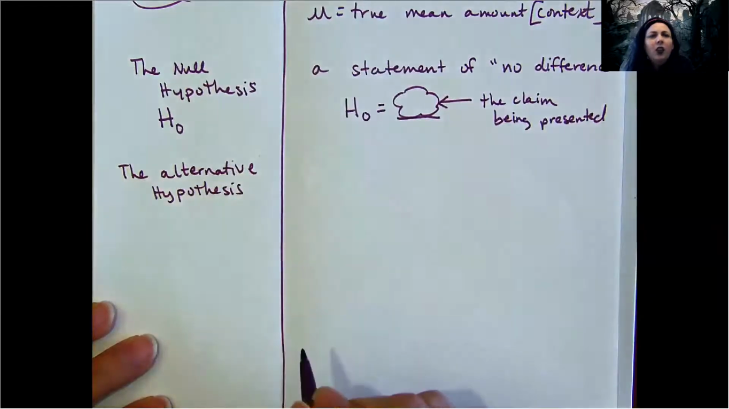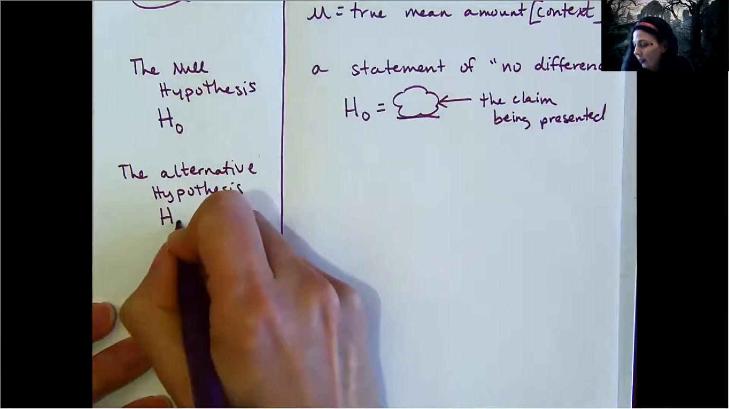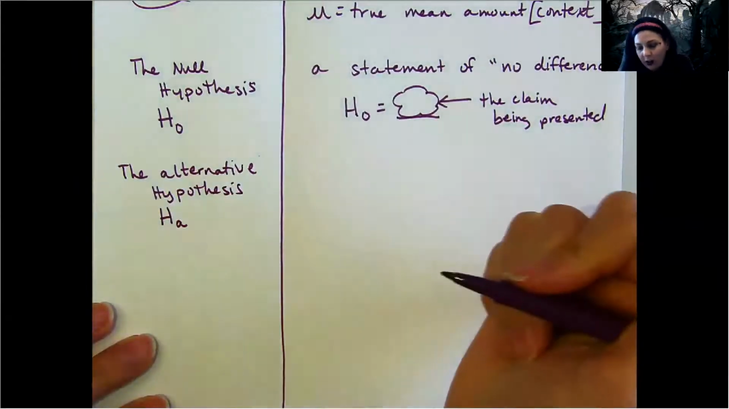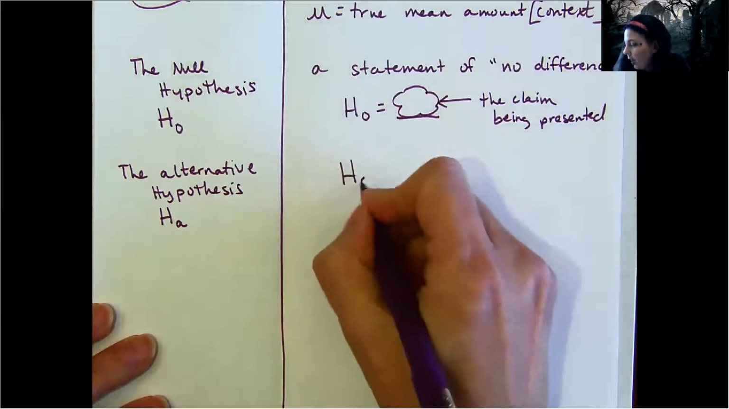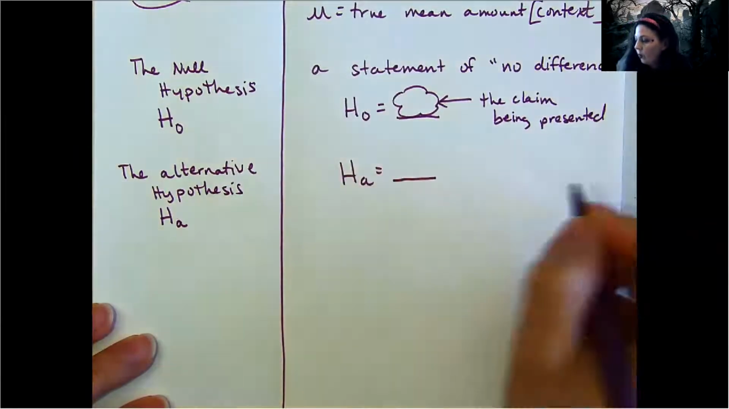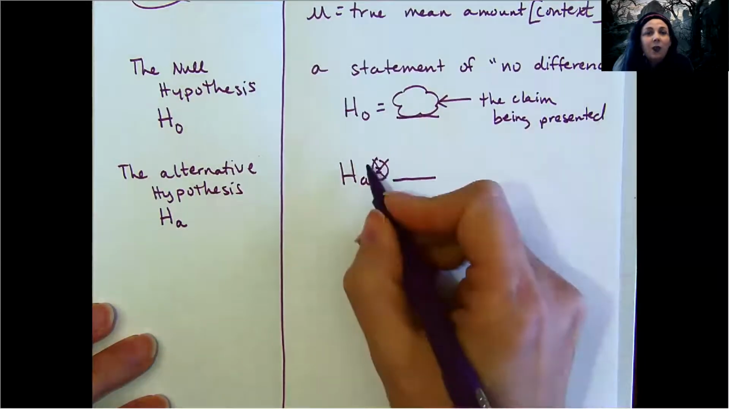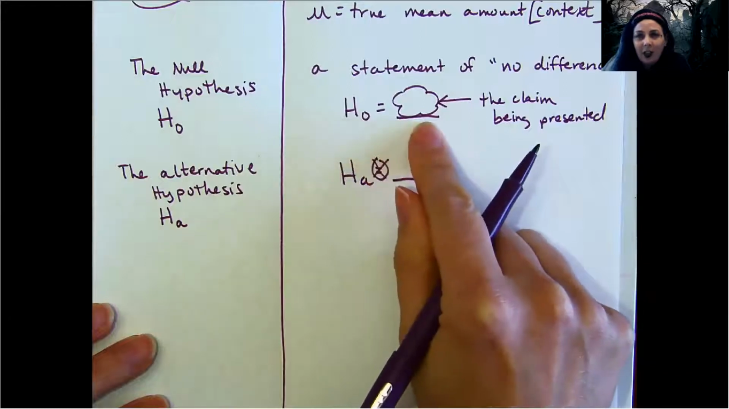All right, so your alternative hypothesis, we use H for the word hypothesis and a little lowercase a, the alternative hypothesis. This would be what we are looking for evidence of. All right, so the symbol here is going to change. This is the claim. I claim that 70% of the songs are metal.